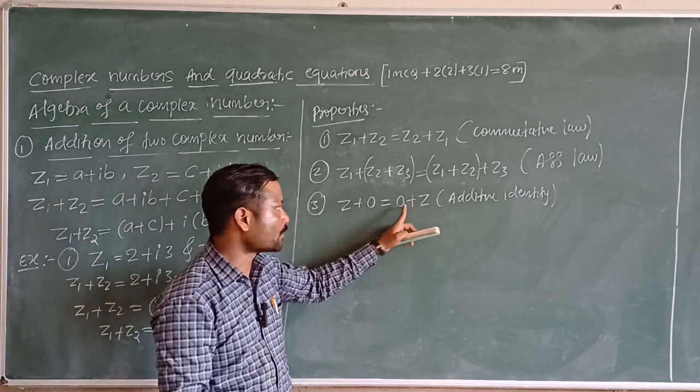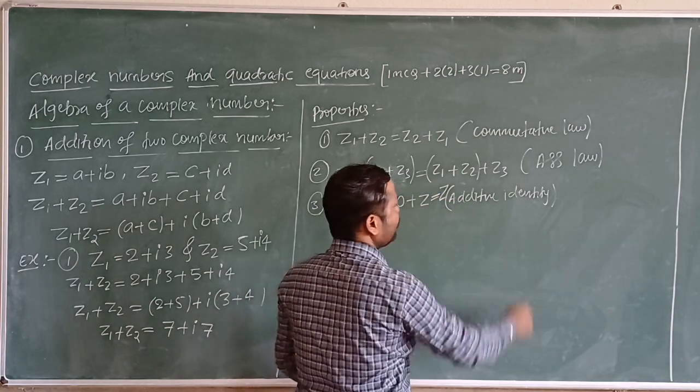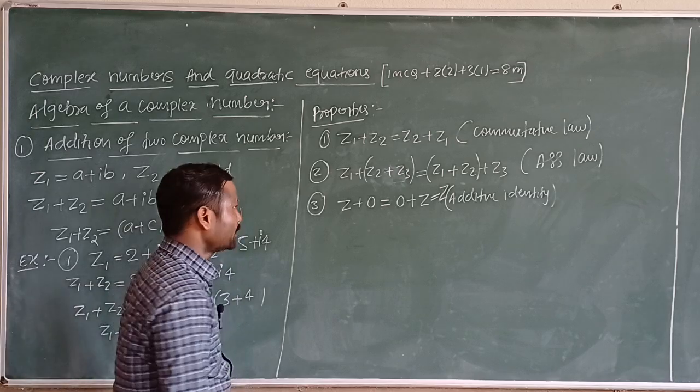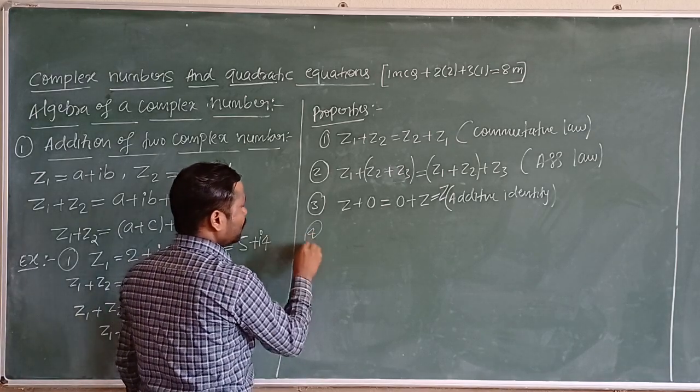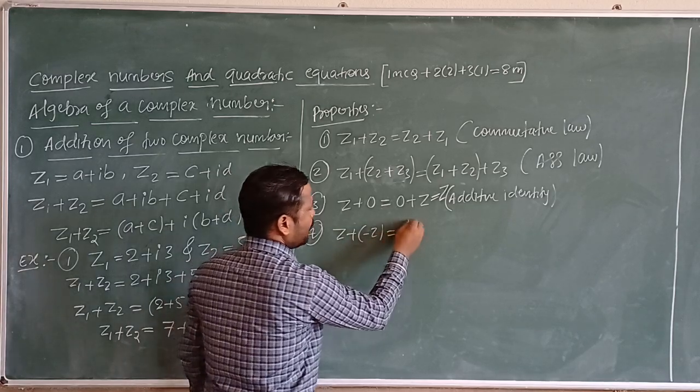z plus 0 or 0 plus z is equal to z. This one is said to be which property? The additive identity property. Next, the fourth one is z plus (minus z), or minus z plus z.